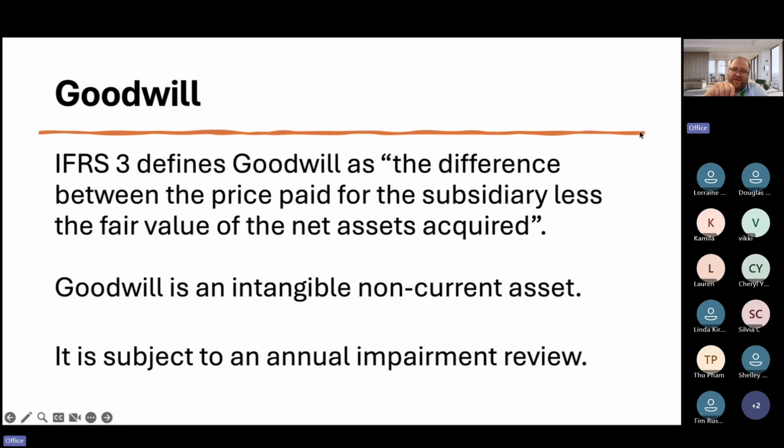Now, because it's intangible, it's subject to what's known as an annual impairment review. So you're going to look at the value of goodwill each year, and if goodwill's less than what you got it reflected at in your accounts, then you're going to adjust the value through this process known as impairment.